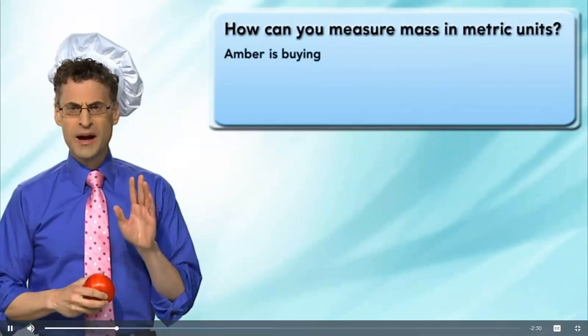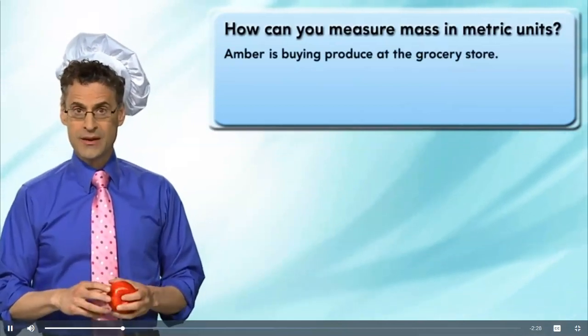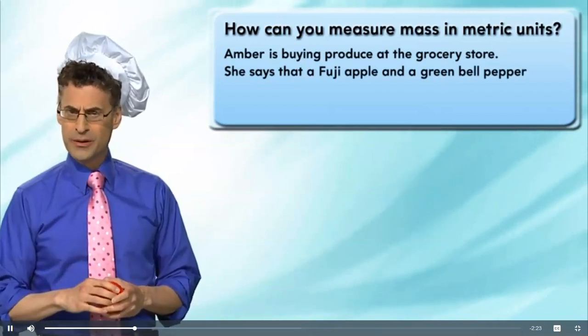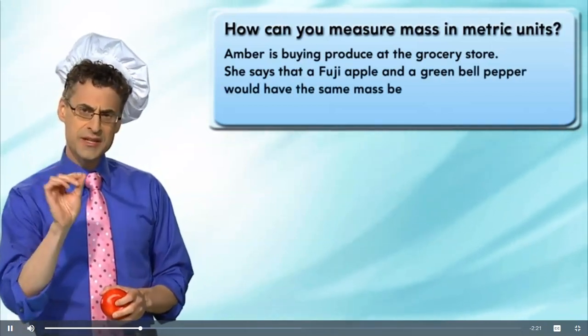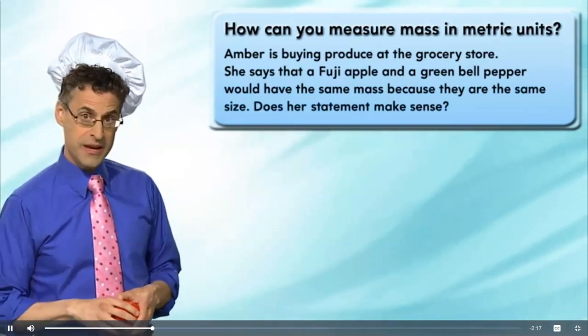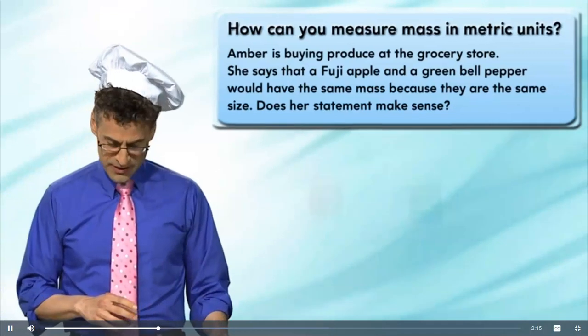Well, welcome to the Math Cooking Show. I'm your host, Professor Berger, and I've got something special in store for you, and it involves this apple. But first, I wanted to ask you a riddle. Let's check it out together and then see what we think. Now, Amber is buying produce at the grocery store. Now, she says that a Fuji apple and a green bell pepper would have the same mass because they have the same size. And the question is, what do we think about her statement? Well, let's take a look together and see what we think.